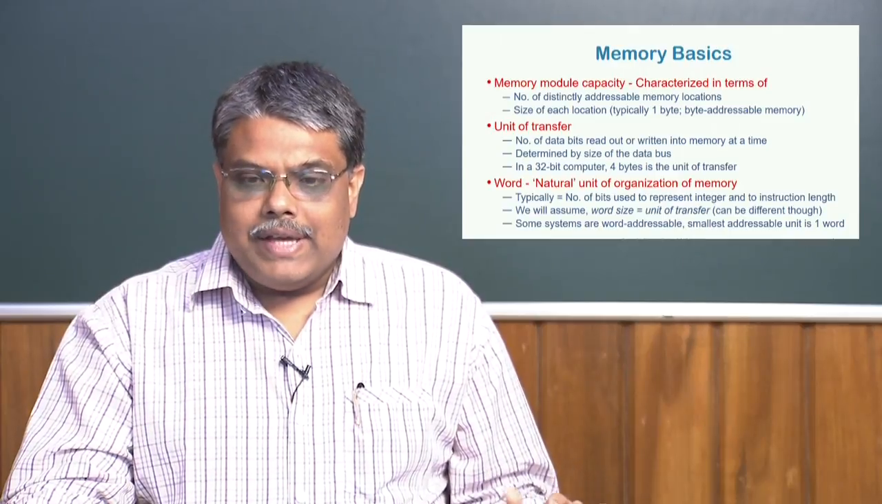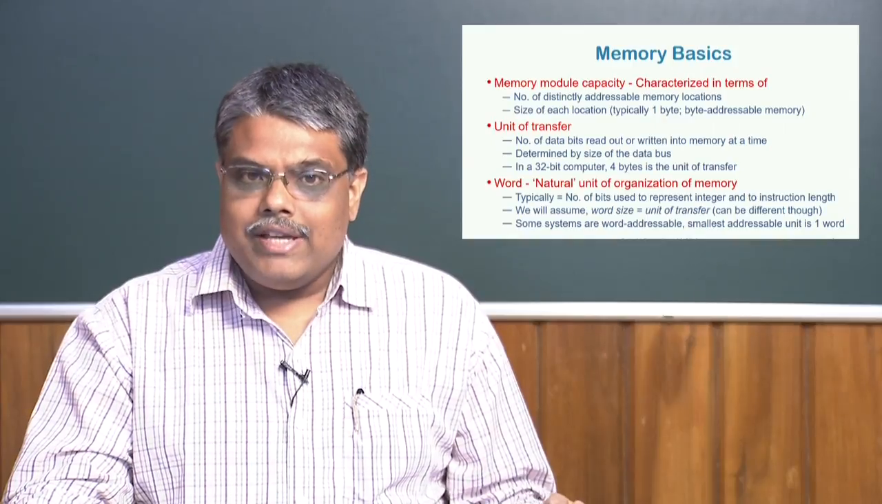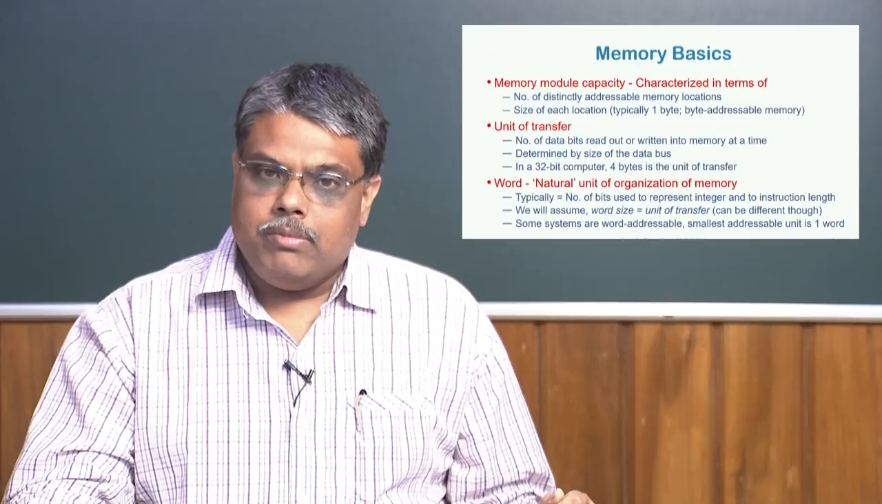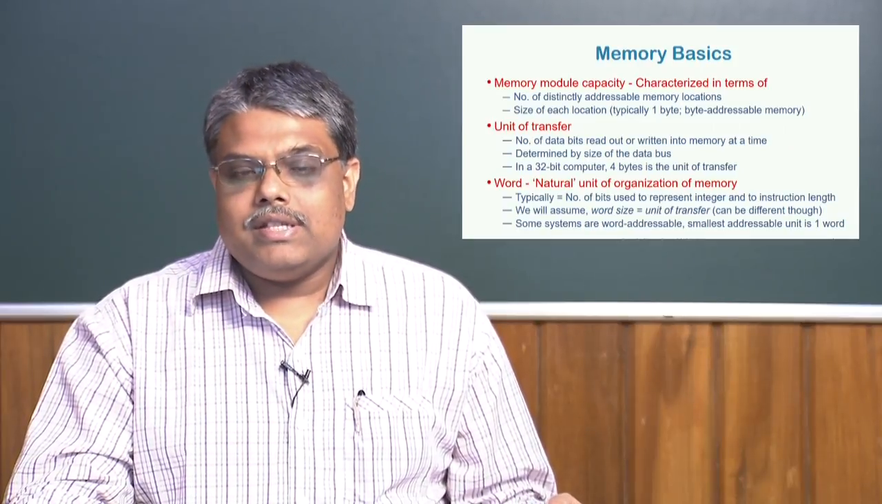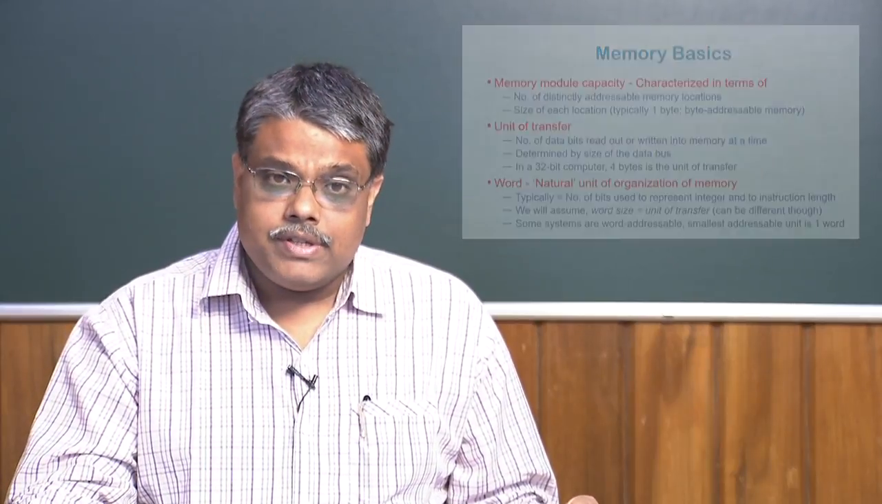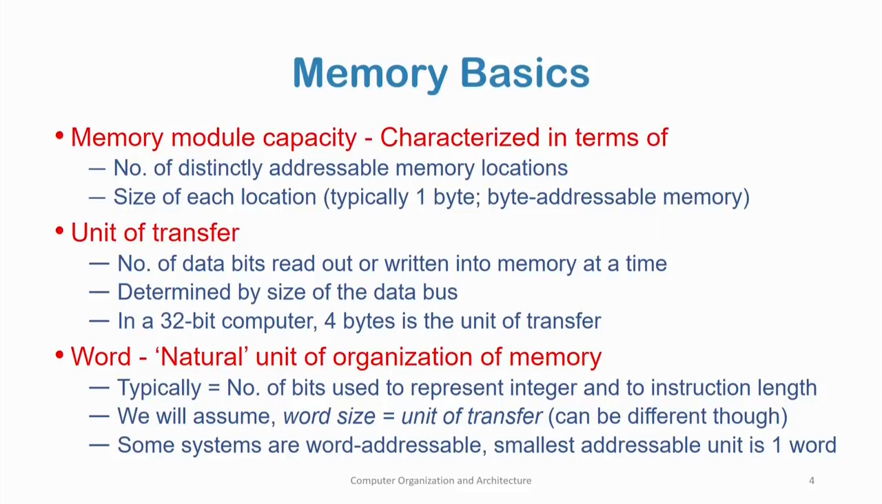Now, we will go through a few basic definitions and terminologies which characterize memory. The first of them is capacity of a memory module. The capacity of a memory module is characterized in terms of the number of distinctly addressable memory locations and also the size of each of those locations. Typically the size of a memory location is 1 byte for byte addressable memory, although there could be something called word addressable memory where I can address more than a byte. Suppose a word consists of 4 bytes and it is word addressable, I won't be able to address and find out each byte within a word, but I will be able to access the words themselves.